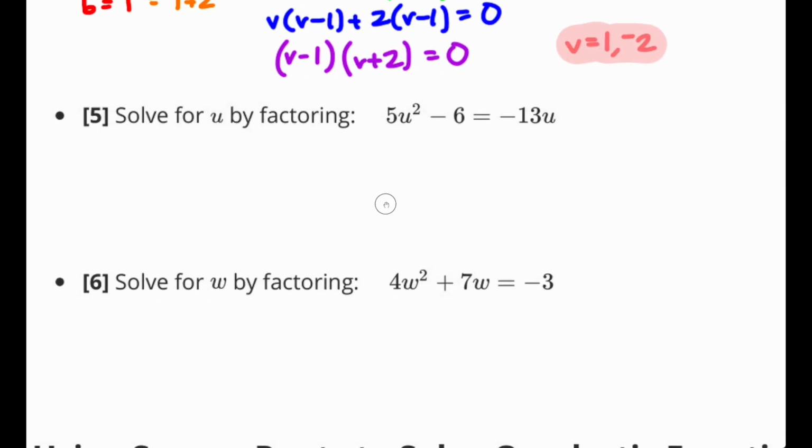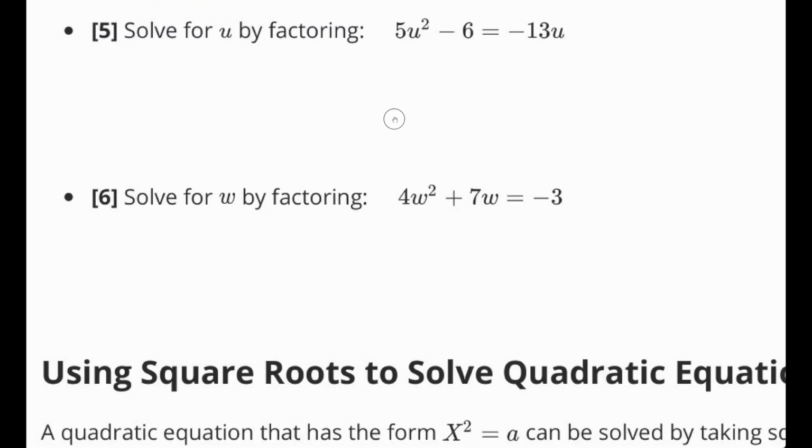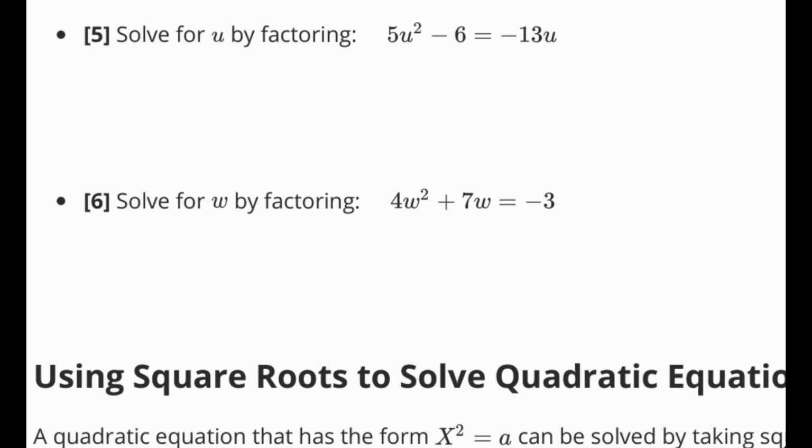All right, number 5. This one gets a little tricky because A is not 1 in this case. Same with number 6, A is not equal to 1. So you're really going to want to follow those steps that I drew out just a second ago. First thing that you want to do on these is it has to be in the form of ax squared plus bx plus c equals 0. So this needs to be equal to 0. So I'm going to add 13u to both sides, and now it's magically set equal to 0.